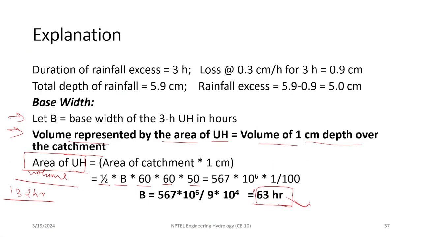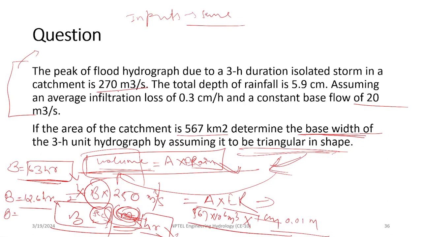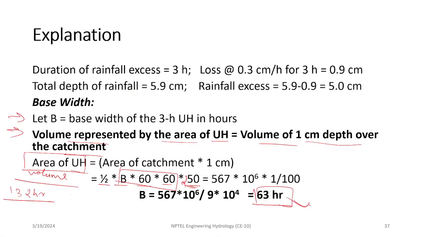Wait a minute, we are plotting. The area of catchment, 1 centimeter depth, and bottom is time. So half base 60 is correct. And there will be a peak, so 250 it will be, right? Because we are having the discharge 270, so 270 will be subtracted by base flow, so it will come up to 250, right? Because area will be what? How are we computing this?